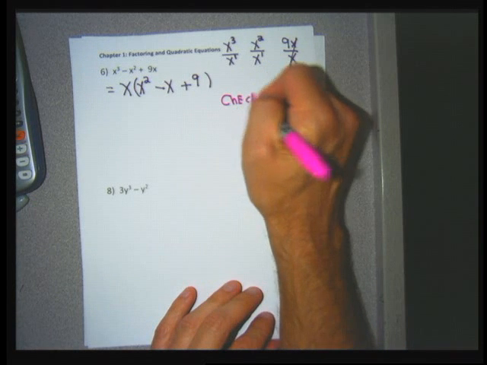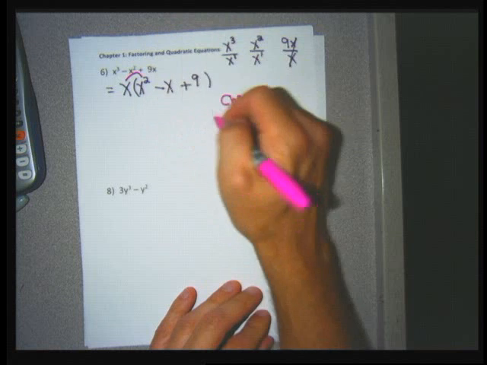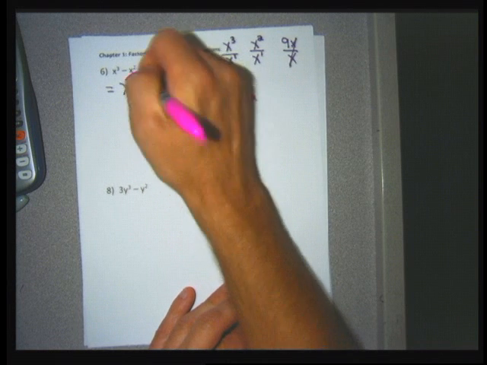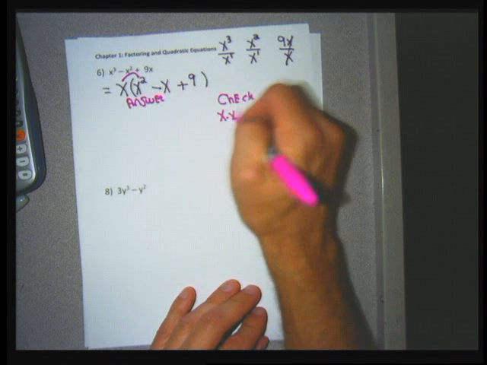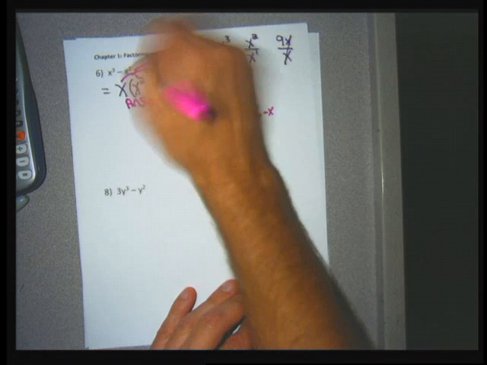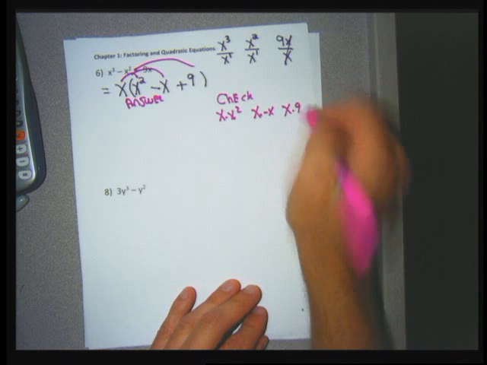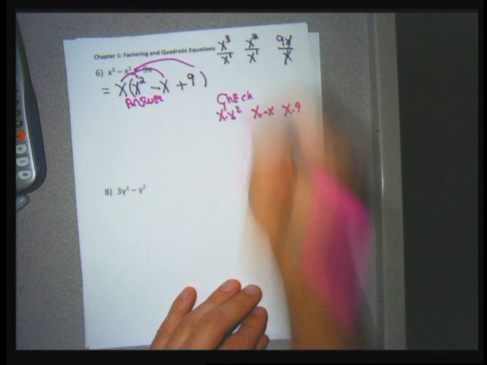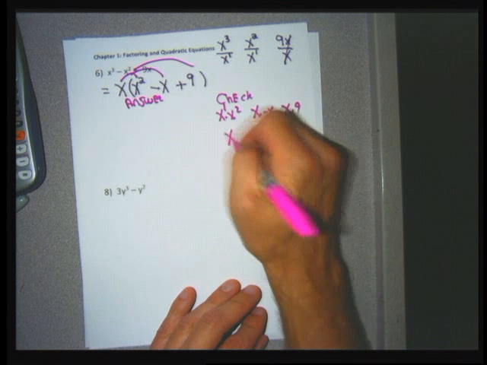So to check, I need to go x times, so this is supposed to be my answer. To check, I'll go x times x squared, and then x times minus x, and x times 9. For x times x squared, I add the exponents on the x's. This is 1 and 2 for the exponents, so you get an x cubed.